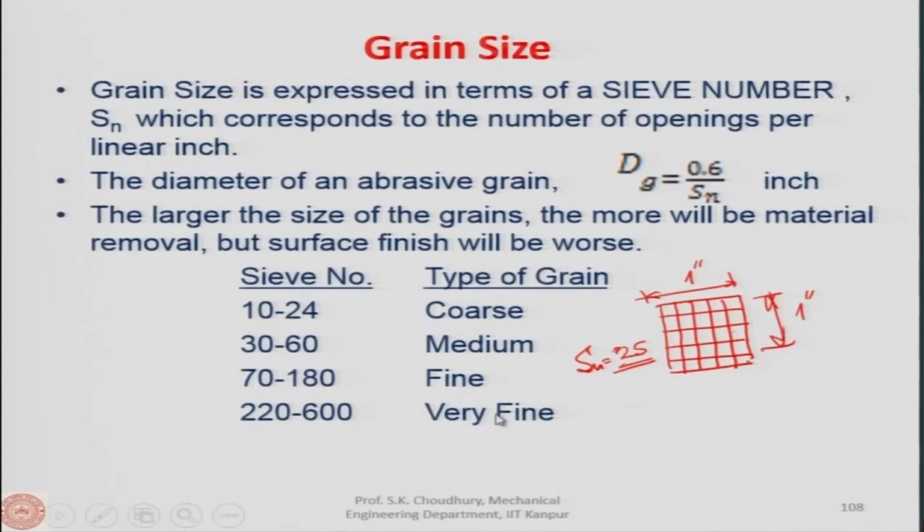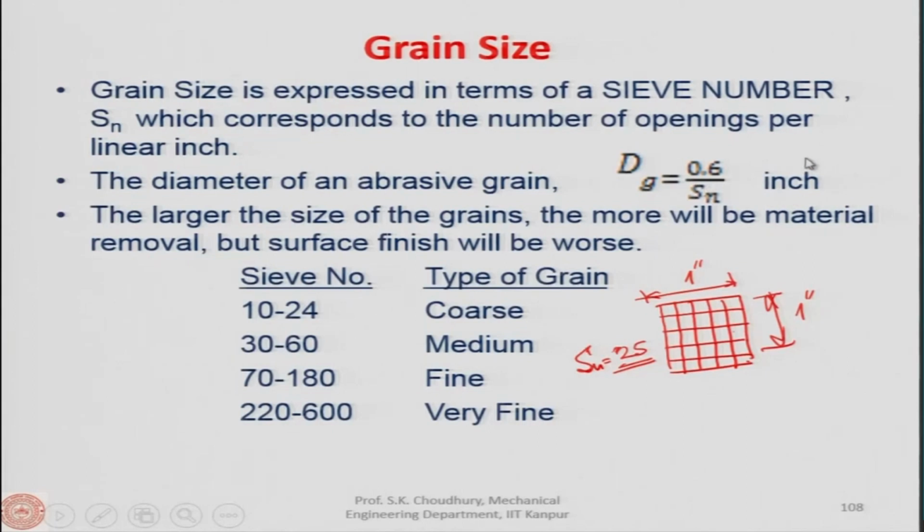Now, the diameter of an abrasive grain, let us say we will designate it dg. This is given by 0.6 by the sieve number, okay. So, this is inversely proportional to the sieve number. So, as you understand, the more the sieve number, the less will be the diameter, okay, and vice versa.